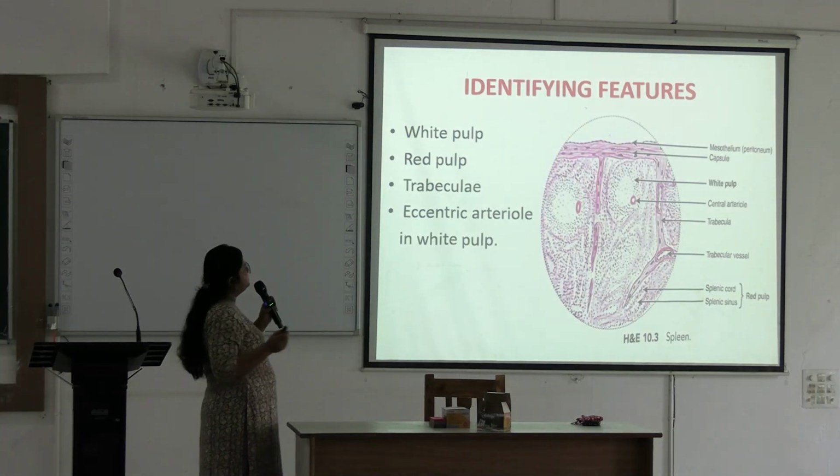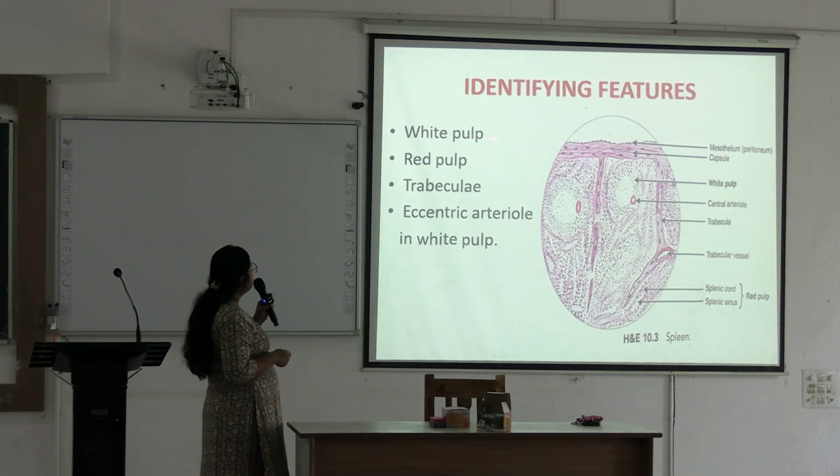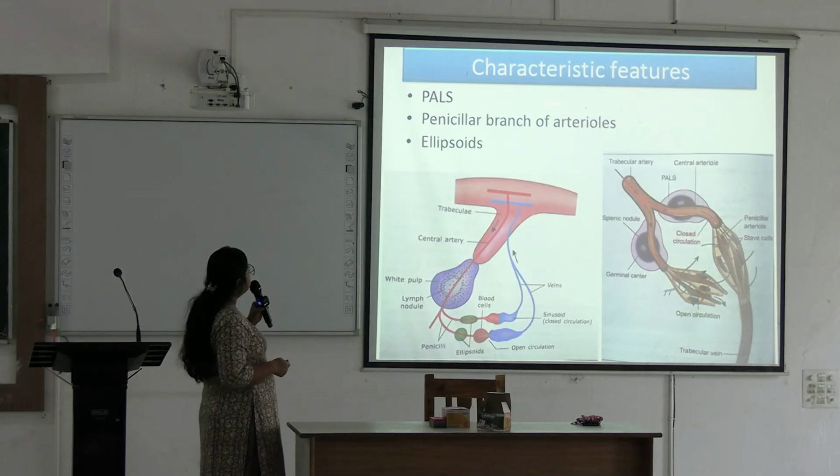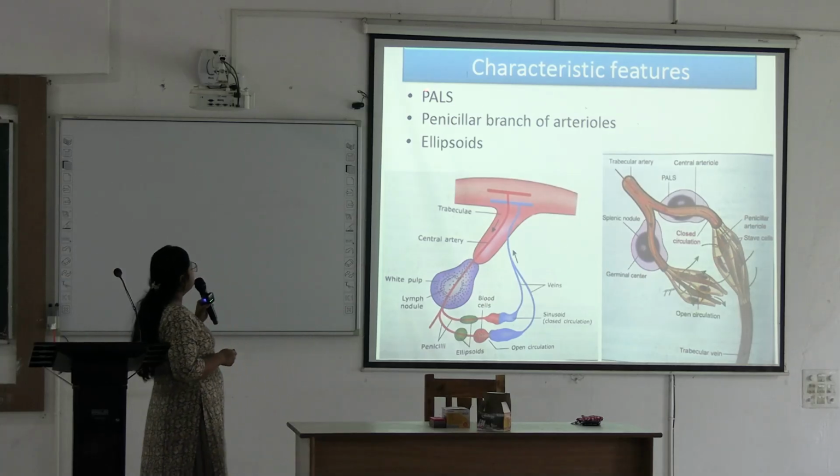So what will be the identification features of the spleen? There will be white pulp, red pulp, trabeculae and an eccentric arteriole within the white pulp. Okay. Like this you can also see in the low power view. This is white pulp and the rest of the areas are red pulp. This is one white pulp. Here is another one. Okay. So these are the characteristic features.